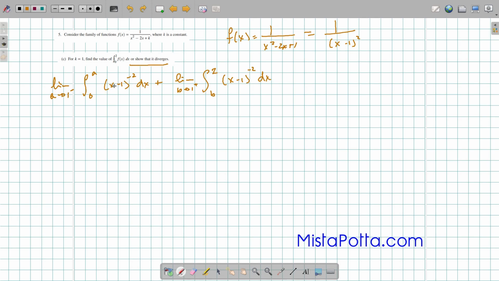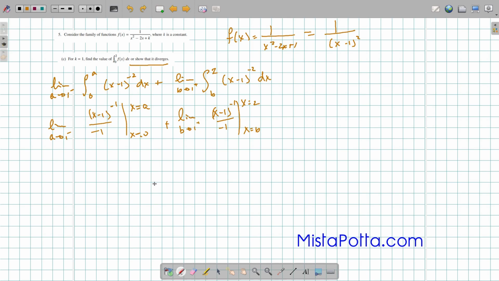Integrating this is fairly straightforward. That's going to be x minus 1 to the negative 1 over negative 1. And I want to evaluate this from x equals 0 to x equals a, again with the limit as a approaches 1 from the left. And I want to do this. This is also going to be x minus 1 to the negative 1 over negative 1, and I'm evaluating from x equals b to x equals 2, taking the limit as b approaches 1 from the right.